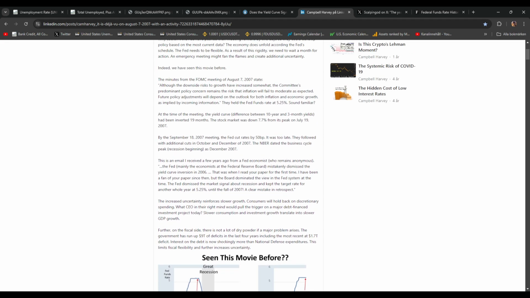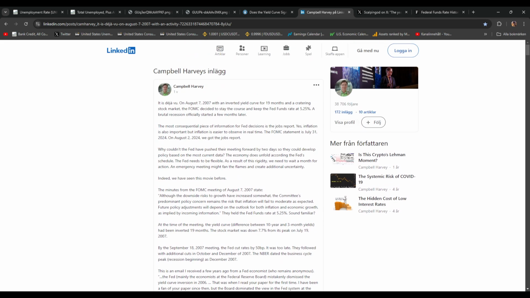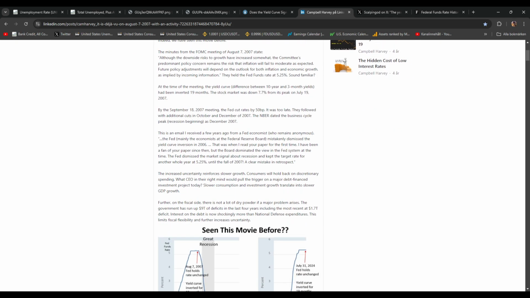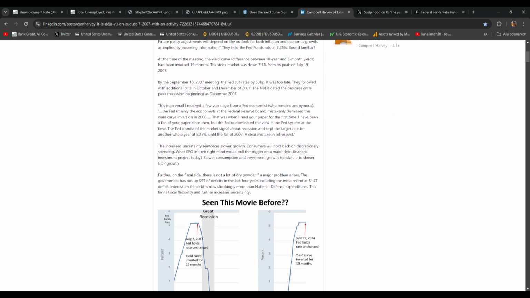And like Campbell Harvey, the yield curve inventor of the 10-year 3-month, or at least in regards to discovering the predictive power of it. By the September 18, 2007 meeting, the Fed cut rates by 50 basis points. It was too late. They followed with additional cuts in October and December 2007. The NBER dated the business cycle peak, recession beginning, as December 2007. When did they announce that? December 2008.